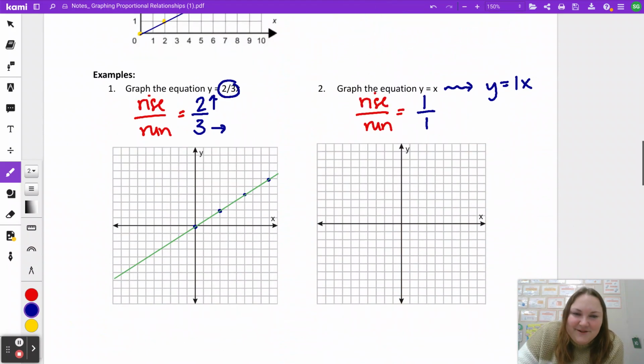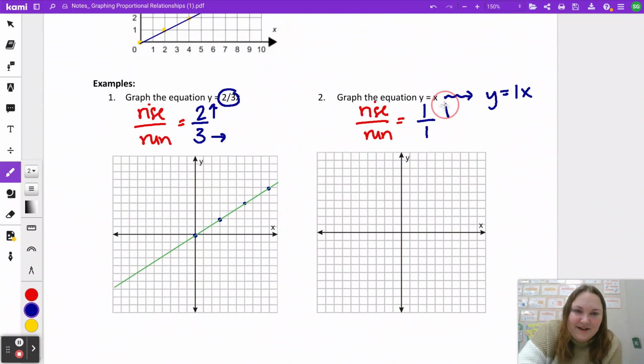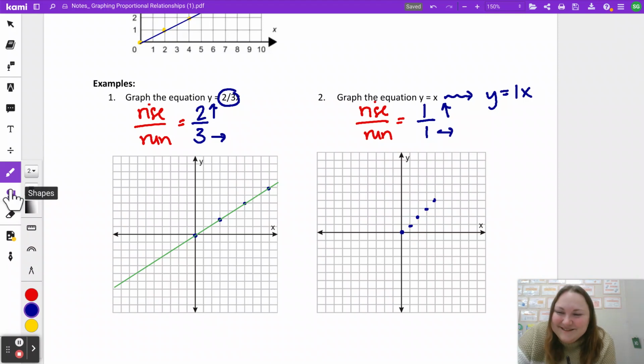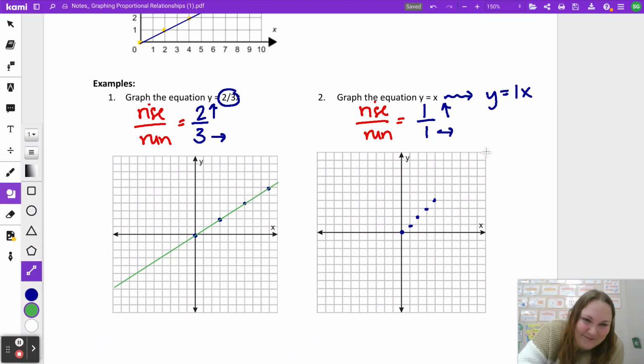So that means when I go to graph my line, it should be going up 1 box and over 1 box. Again, one final time, I'm starting at 0, and I'm going to go up 1 box, over 1 box, up 1, over 1, rise, run. And so you don't need all of the points, right? Once you have this many, you can see where the line is. Our line would be right here.